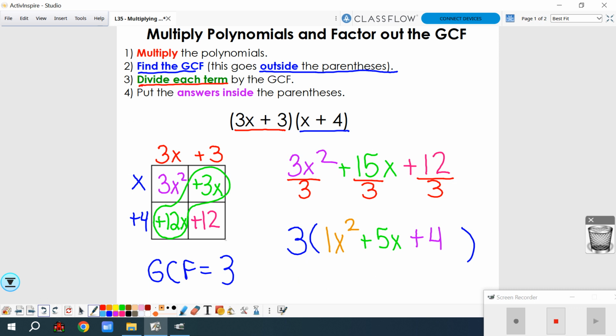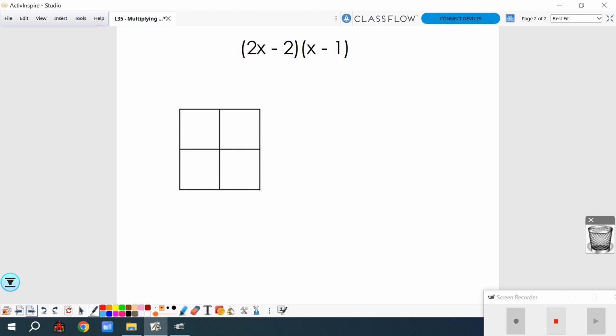Okay, let's try one more problem just so you can see it again. So we're going to start off, we're going to take this 2x minus 2, and then we'll take our x minus 1, and we're going to multiply this out and get our standard form. So 2x times x will give me 2x squared. We're going to take negative 2 times x, which will give me negative 2x. 2x times negative 1 gives me negative 2x. And last but not least, if we do negative 1 times negative 2, I get positive 2.